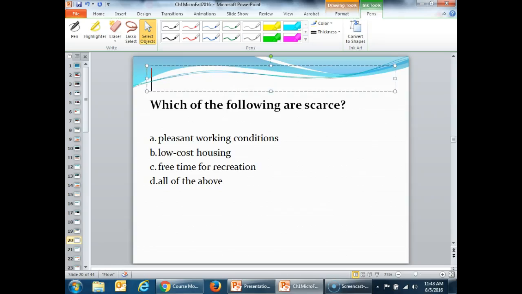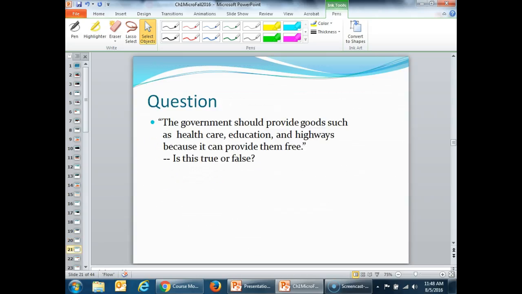Let's see here. Which of the following are scarce? Pleasant working conditions? Absolutely, those are scarce. How about low-cost housing? Yes. Free time for recreation? Yes. So all of the above are scarce. So again, these are just multiple choice questions that come from the test bank.